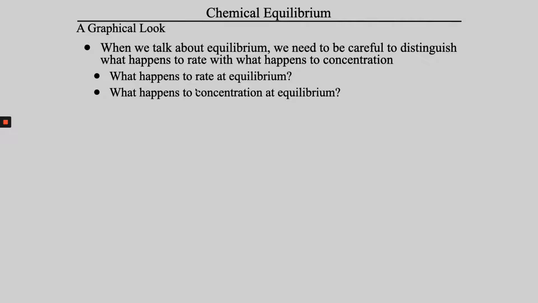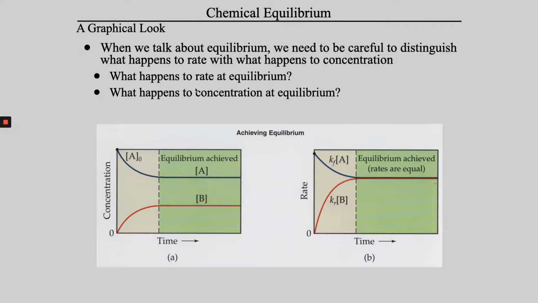When we talk about equilibrium, we've got to understand the difference between what happens with rate and what happens with concentration. So let's be really sure. What happens to rate at equilibrium? Forward and reverse, what happens to rate? It's the same. What happens to concentration at equilibrium? That's represented in these two graphs. Allow these to soak in for a second, and then let's make sure that we're clear about how this all fits together.